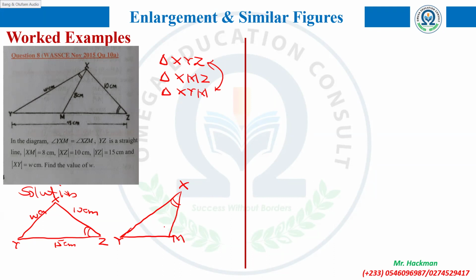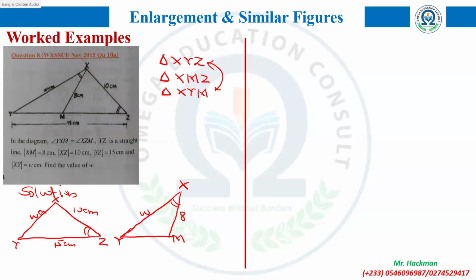So now this is what we have. Let's see if you can get any measures. We know XM, and that is 8. What else do we know? We know XY or YX, which is the same as the W that we have there. Any other known side? Do we know YM? We don't know. I hope you are with me.